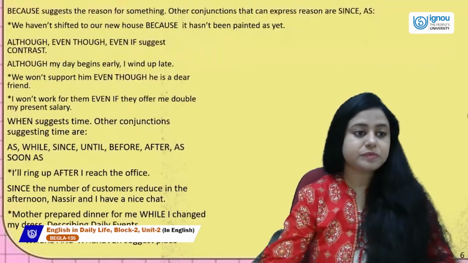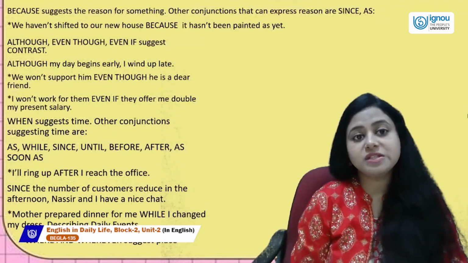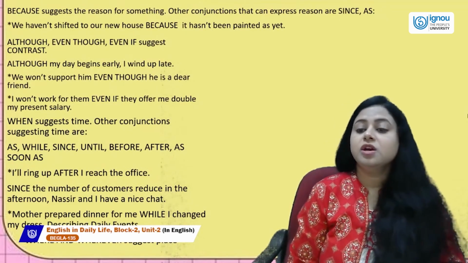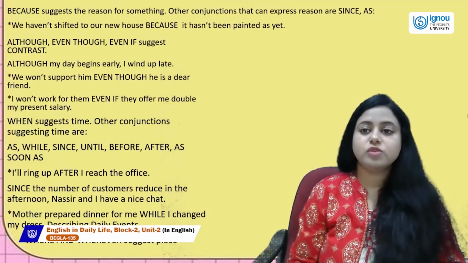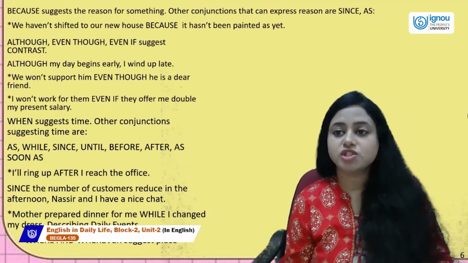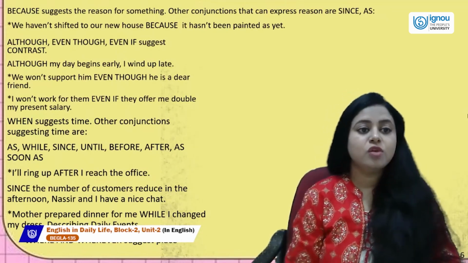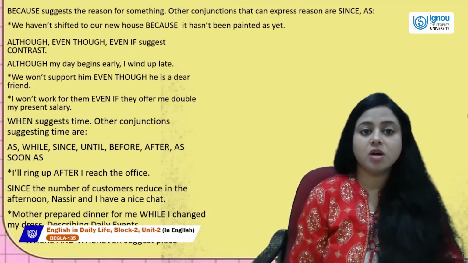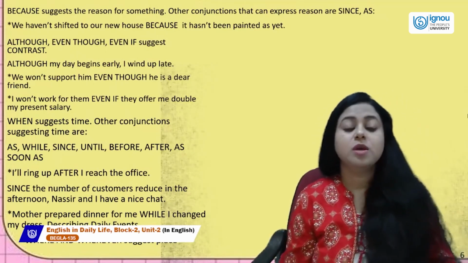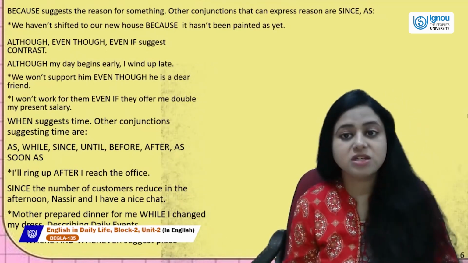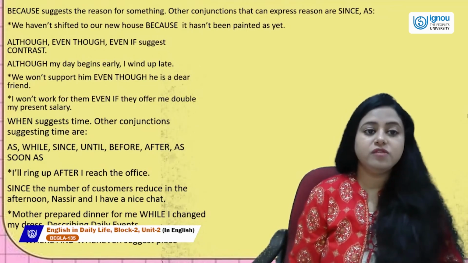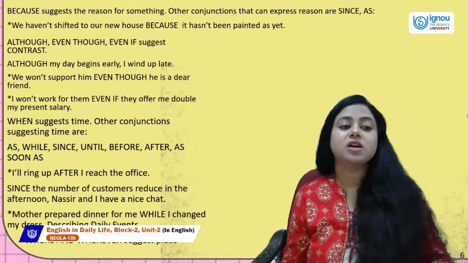Okay. Now, because suggests the reason for something. Other conjunctions that can express reason are since, as. So if you have to express the reason for something happening, you can use conjunctions like since, as. We haven't shifted to our new house because, again, to explain reason, you use because, it hasn't been painted as yet. Although, even though, even if, these suggest contrast.